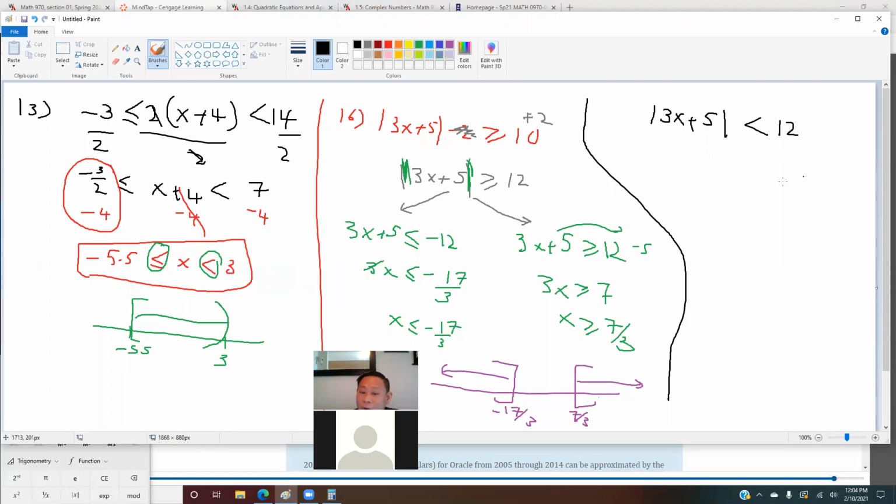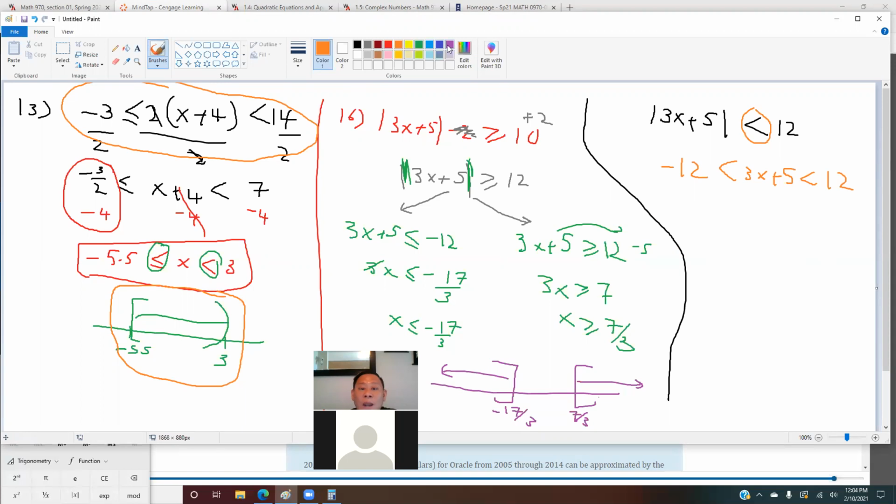So this is for greater. So what happens to less than? If you have less than, then the inequality will look like number 13 here. So you will have a -12 less than 3x plus 5 less than 12. So if you have less than, your graph is going to be in between these two numbers.